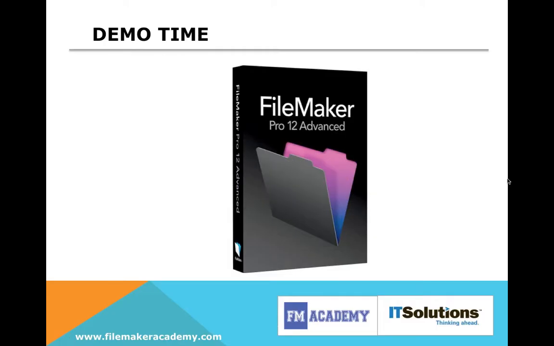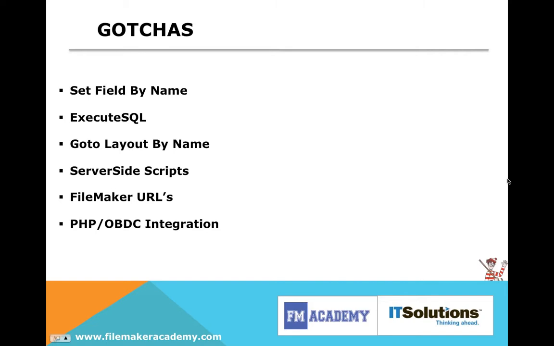So we already talked about some of the gotchas. Set field, and here's just a couple of other ones. There's set field by name. That's a script step where you can explicitly reference a field by name in a piece of text. So that's another instance where you have to search the DDR for the name of the field. Also execute SQL. We just talked about go to layout by name.